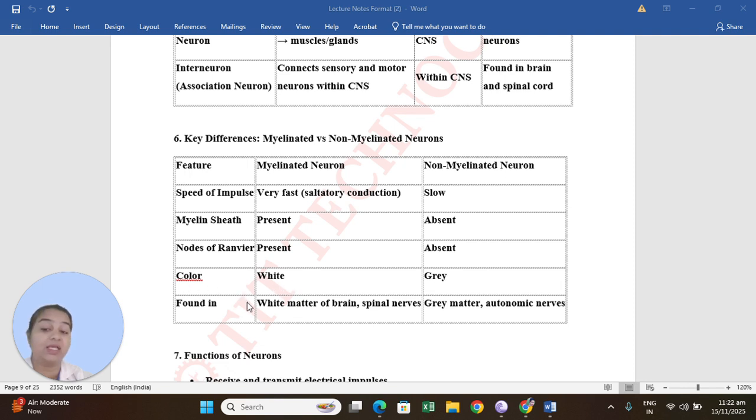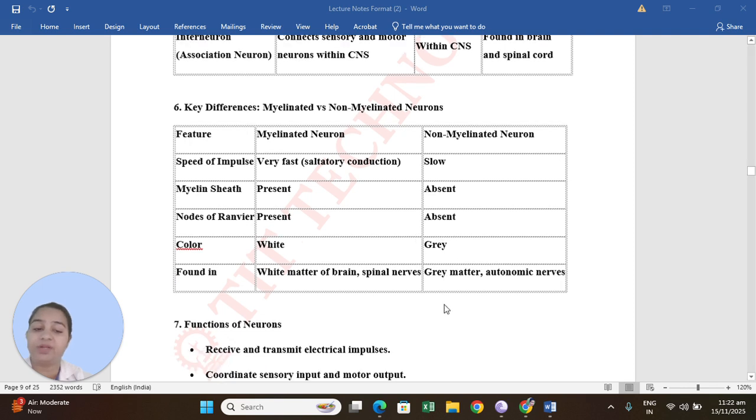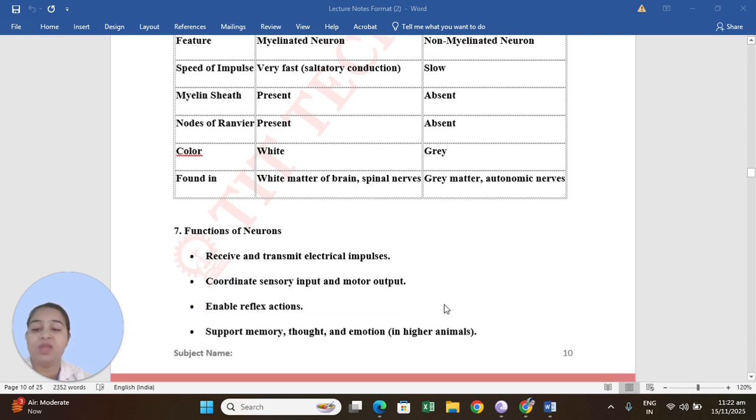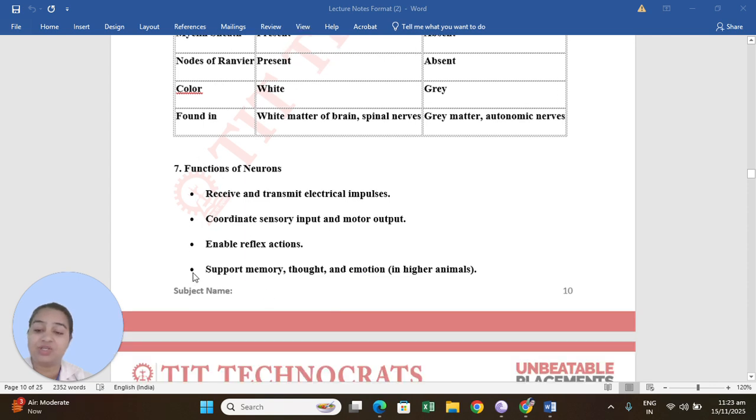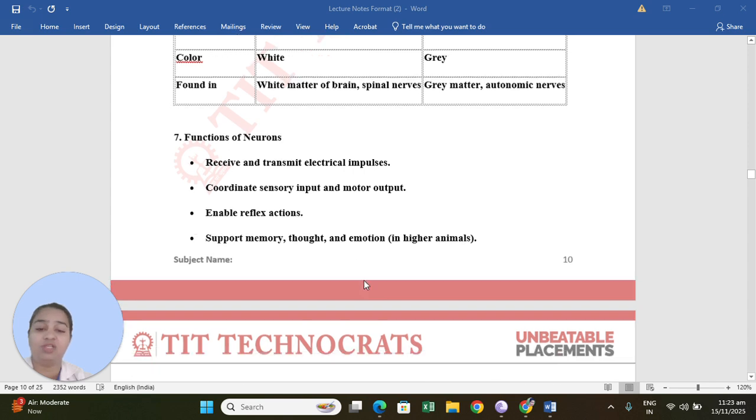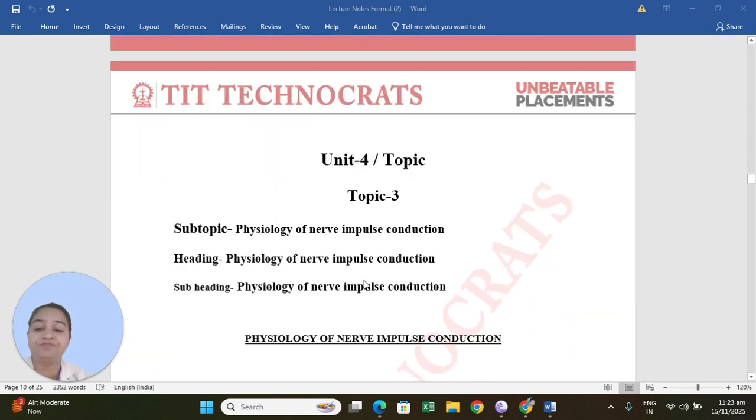The color is white here. Why is the color white? Because the myelin pigment is white in color. And here the color will be gray. Myelinated neurons are found in the white matter of the brain and spinal nerves, and non-myelinated neurons are found in the gray matter of the brain and the autonomic nervous system. Functions of neuron: receive and transmit electrical impulses, coordinate sensory input and motor output, enable reflex action, support memory and emotion in higher animals. So okay, our second topic is complete.